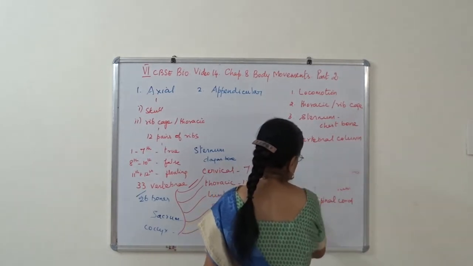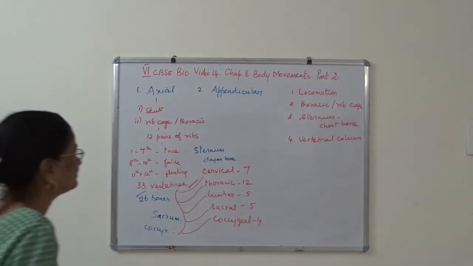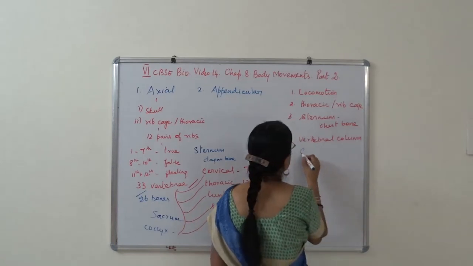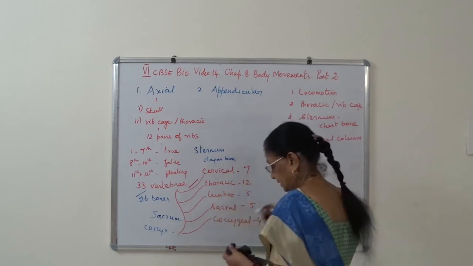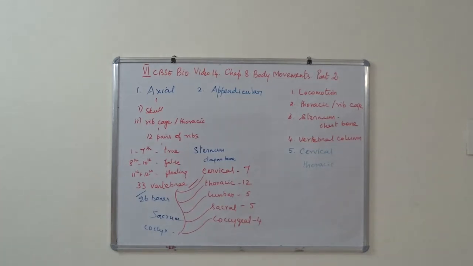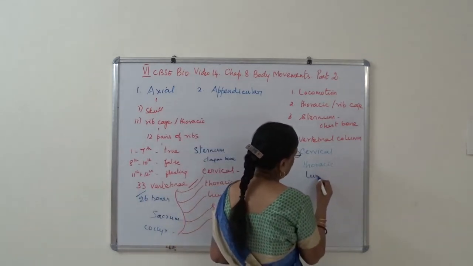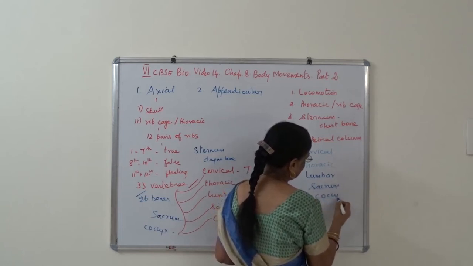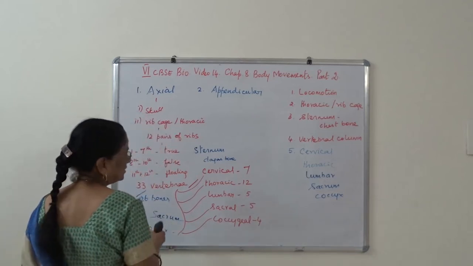So now just see the spelling. Vertebral column has vertebrae: cervical, thoracic, lumbar, sacrum and coccyx. So 7, 12, 5, 1, 1. I hope you follow.